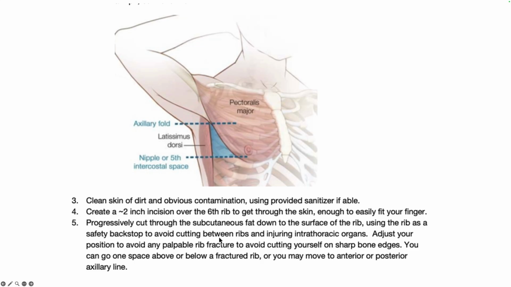If you get to that rib and you find a palpable rib fracture, move out of the way of that, because you don't want to push your finger over a rib fracture. It's a sharp bone edge. It's going to cut your finger and injure you. So you can move up a space, down a space, a little bit anterior, a little bit posterior, whatever makes sense with that patient to get away from that broken rib.